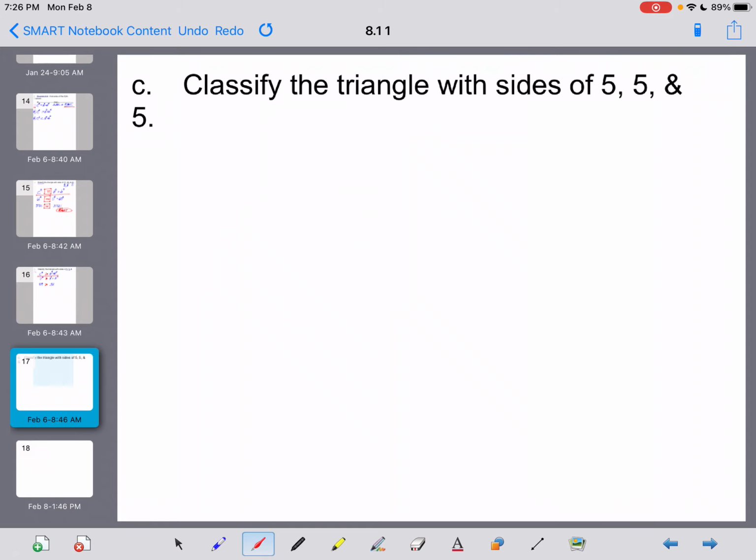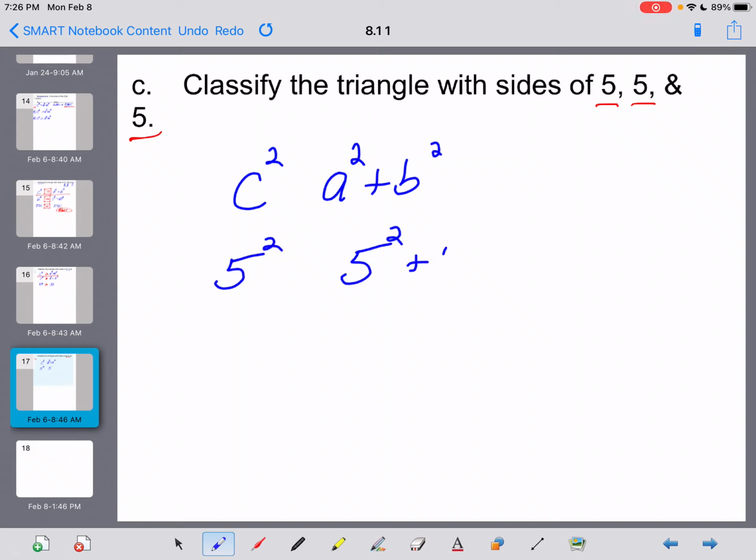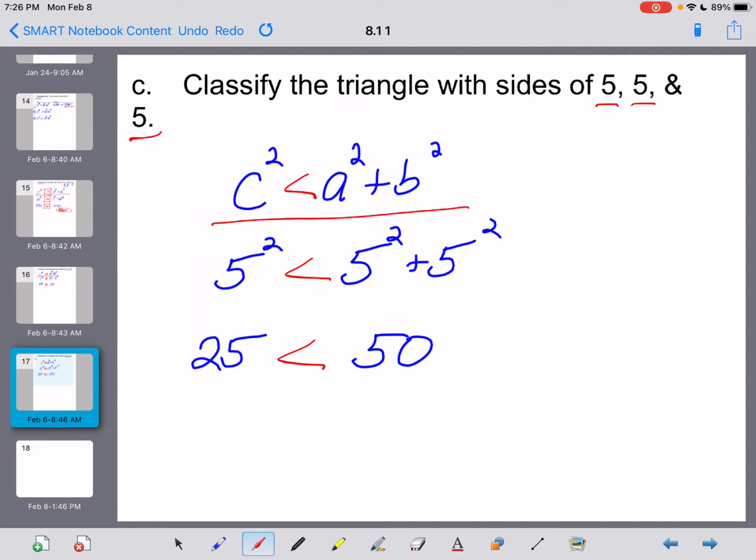Take a look at what's going on here. The side lengths are 5, 5, and 5. They're all the same. So if I set up c squared and then a squared plus b squared, our c squared is going to be 5 squared compared to 5 squared plus 5 squared. We get a 25 here on the left, and on the right, 25 plus 25 is going to be 50. So again, pretty obviously, 25 is less than 50. And now we're dealing with a case where c squared is less than a squared plus b squared.